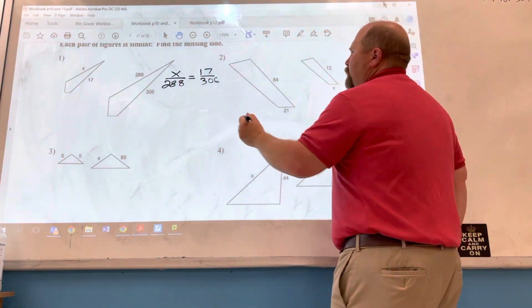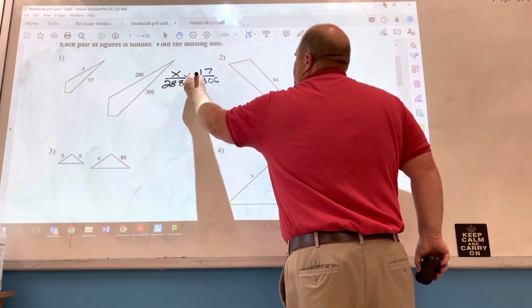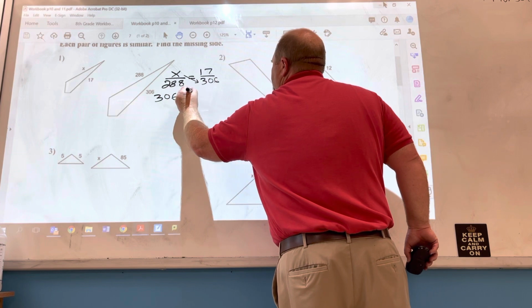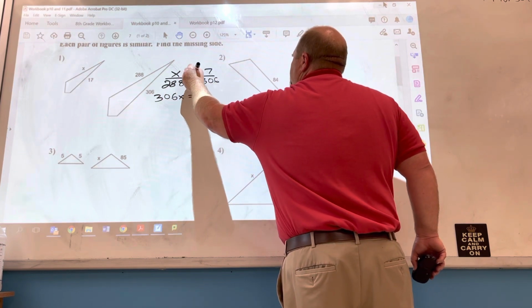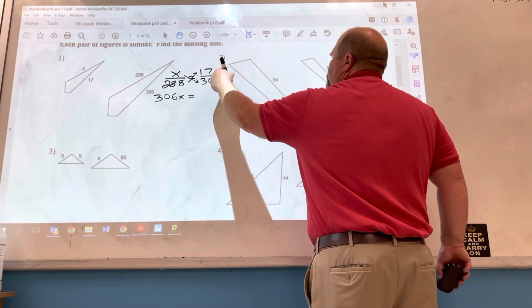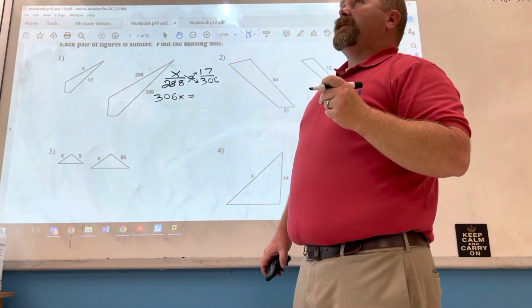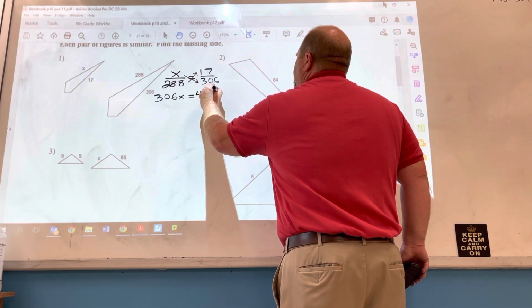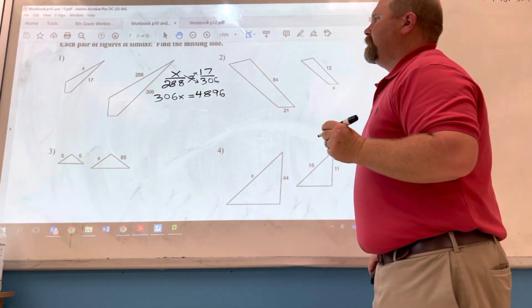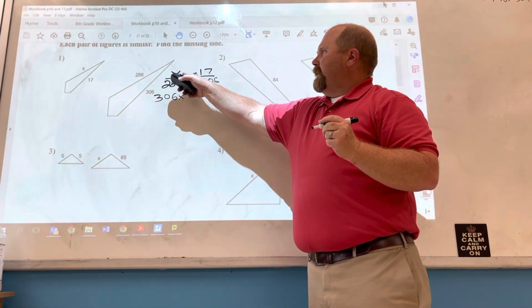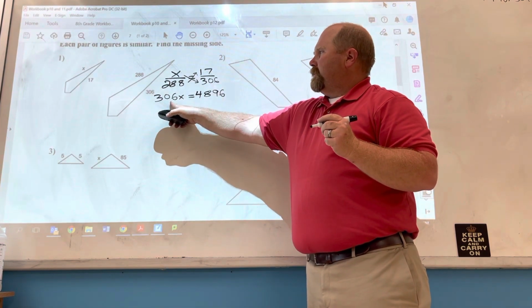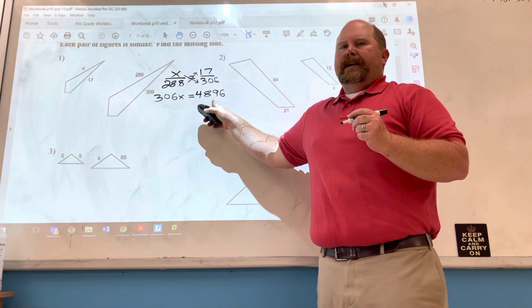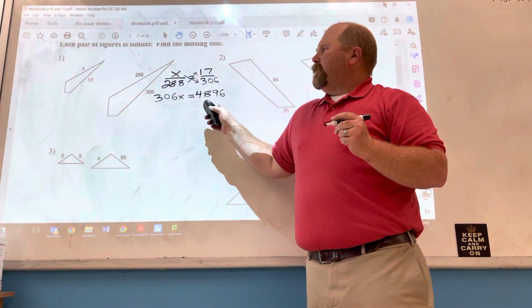Now we need to cross multiply. So I'm going to do X times 306. That's going to be 306X. And it is equal to the cross product of 288 times 17, which is 4,896. Okay? Just simple multiplication. X times 306, 306X. 288 times 17, 4,896.